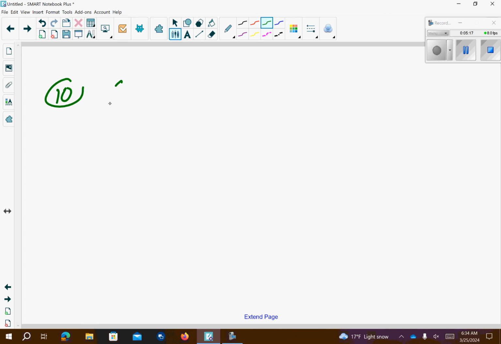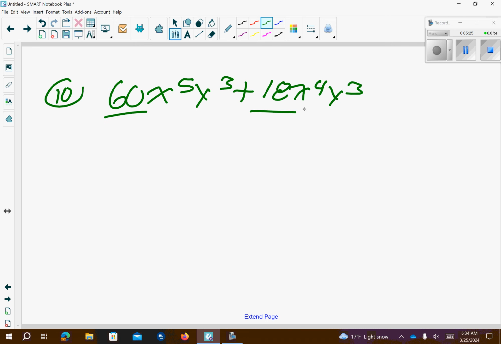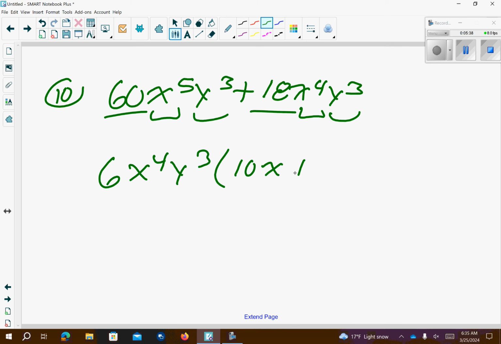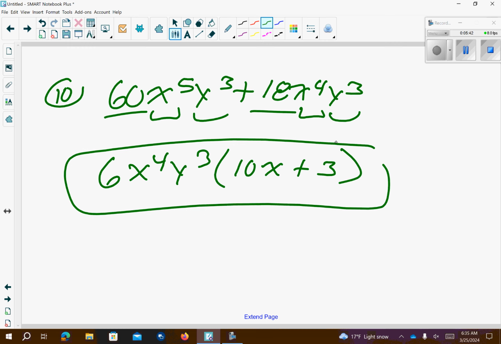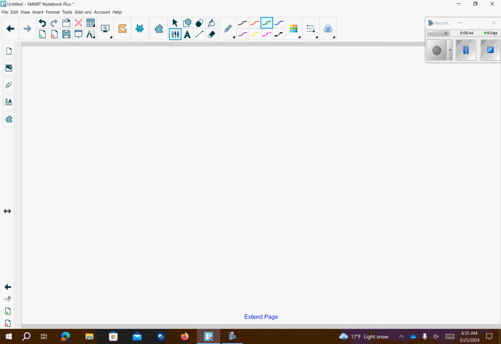Number 10, I have 60x to the 5th y to the 3rd plus 18x to the 4th y to the 3rd. So it looks like I can factor a 6 out of both of those. I can factor an x to the 4th out of both of those. I can factor a y to the 3rd out of both of those. And that's going to leave me 10x plus 3, and that's it. If you have any questions on these, make sure you ask me. I'm happy to help you, okay?